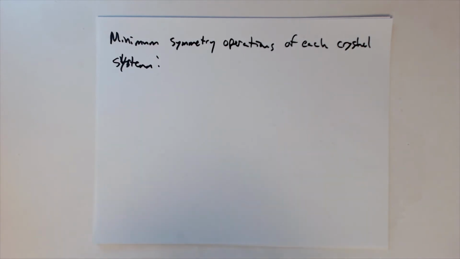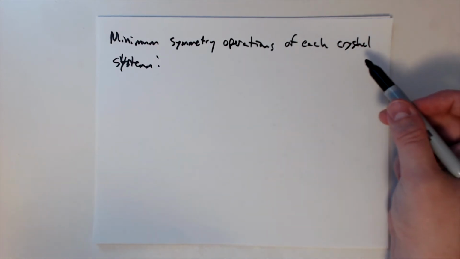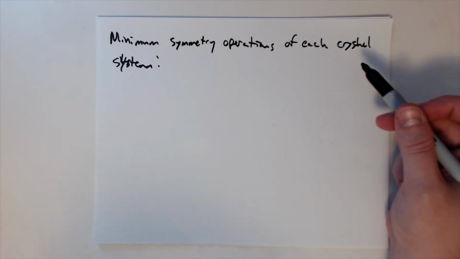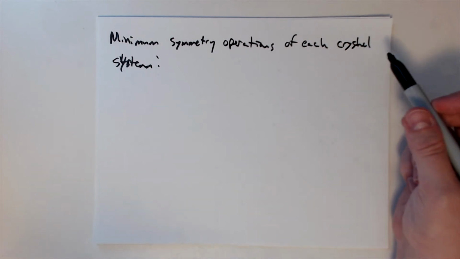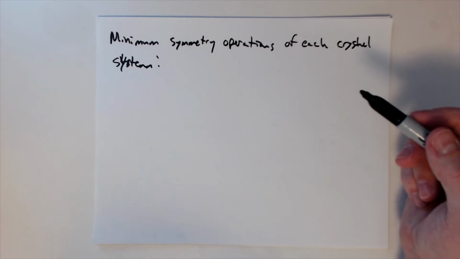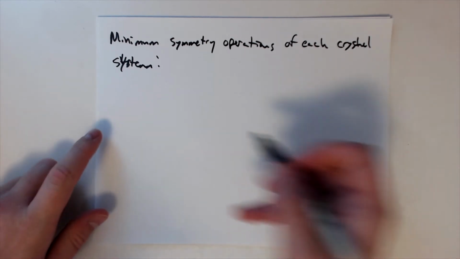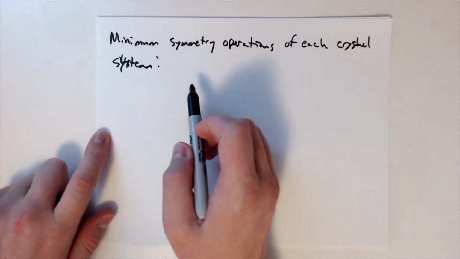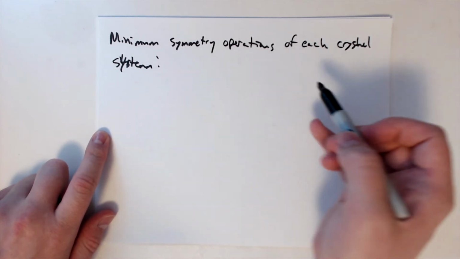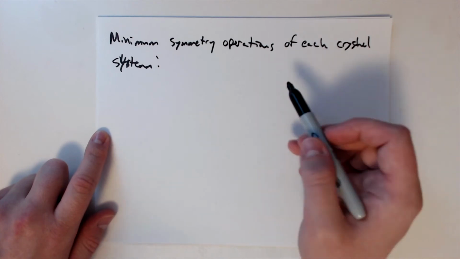So we've identified different crystal systems, the 7 that we talked about. We've talked about the 14 Bravais lattices. So now I want to mention and connect it back to the symmetry operations that we just dealt with. If we think about it, for each system, there's a minimum number of symmetry operations.